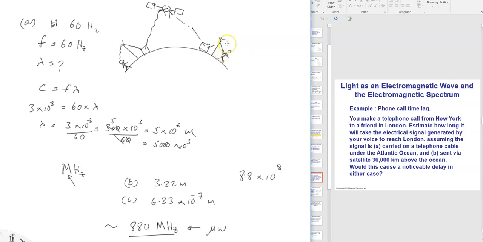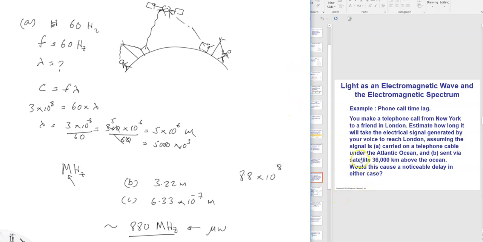Inside the phone, it will remove that carrier signal from it and then isolate the voice signal. It's an electrical signal, goes into the speaker. The speaker converts this electrical signal into a sound signal, a sound wave, and then comes to you. So the whole thing doesn't take much time.